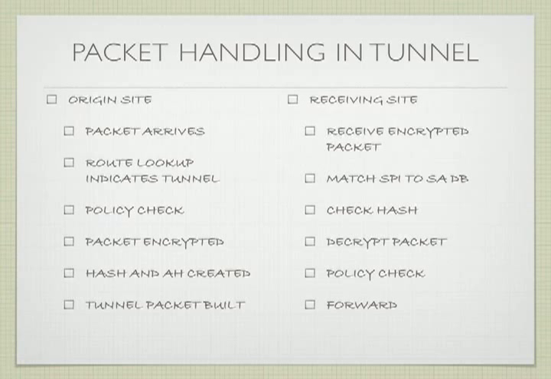On the receiving side, this will then receive the encrypted packet. It will make sure the SPI matches to their SA database so that it's a valid connection coming in from another site. It'll check the hash and make sure that the data has survived the trip across the internet. Decrypting the packet does its own policy check to make sure it matches what's allowed on their side, and then it will forward it out to the receiving device. So very straightforward, step by step, but as you could see, there was a lot of detail under the hood in making that process happen.